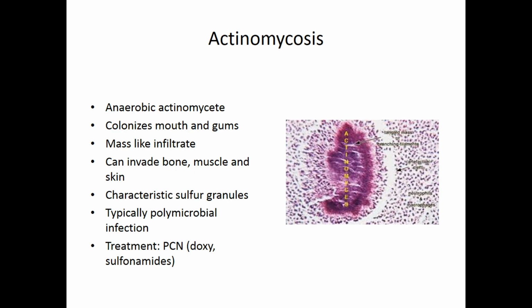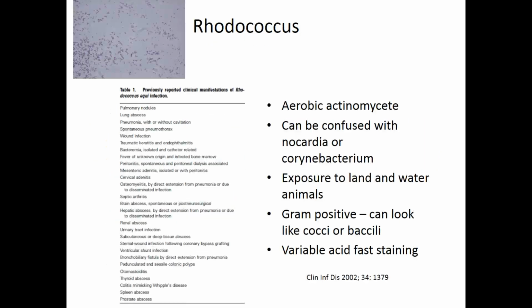The actinomyces leads to characteristic sulfur granules on specimens that can be used to identify it. It may be associated with a polymicrobial infection, particularly in the setting of aspiration from the mouth. The treatment of actinomyces involves penicillin. If intolerant to penicillin or if resistant to penicillin, doxycycline and sulfonamides can be used. And remember that a protracted treatment course is often necessary.